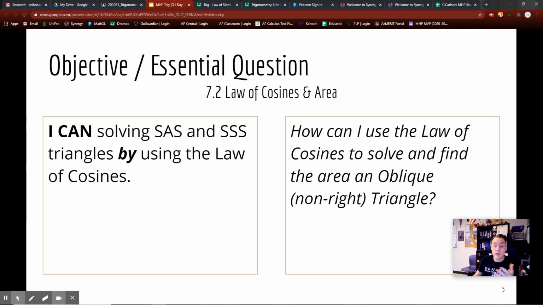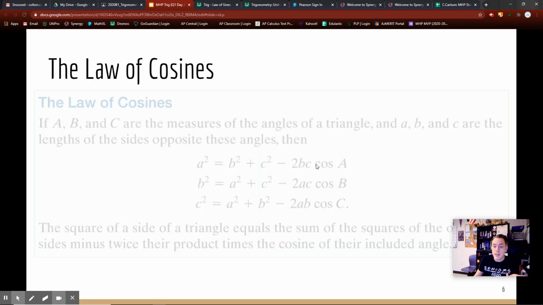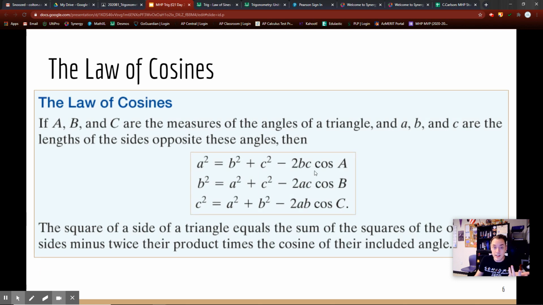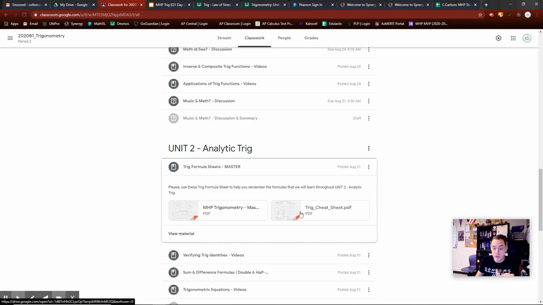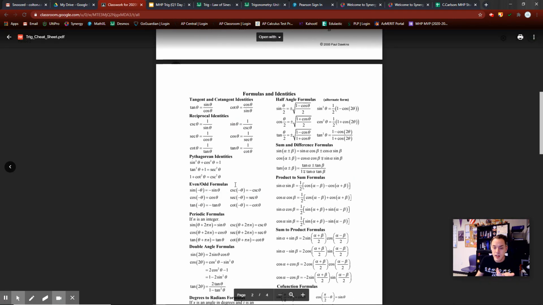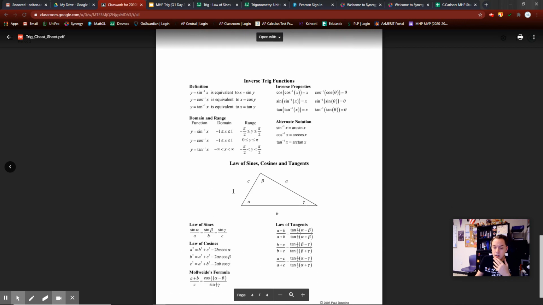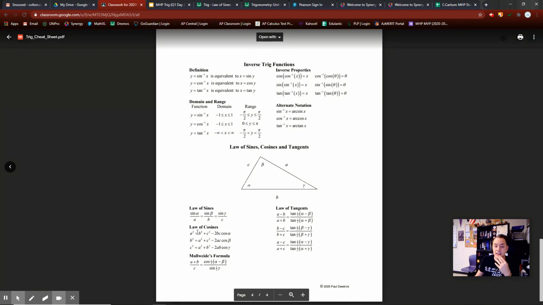In this case, we're going to be using the law of cosines. Same thing, how do I use the law of cosines to find the area of an oblique triangle or to solve an oblique triangle? So here is the law of cosines. Now remember, if I go to classwork, it is on your master sheet. Actually, I don't believe it's on this one. So, yes, it is. Okay, it's right here. It's on the very, very last slide.